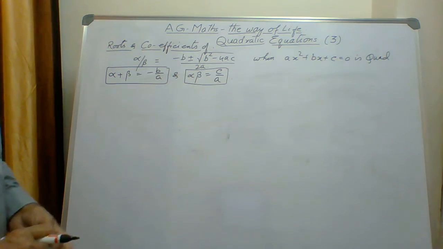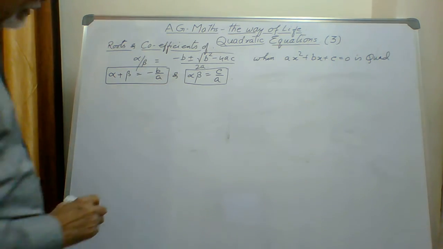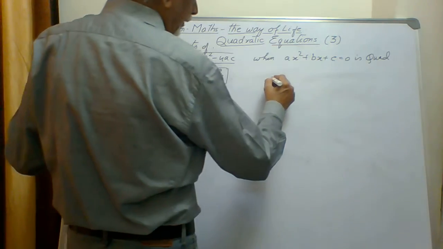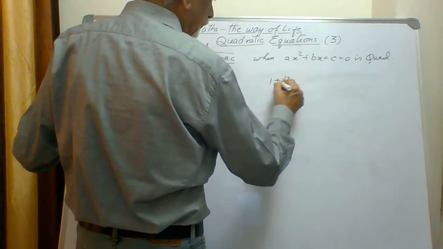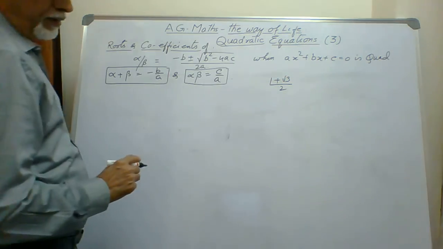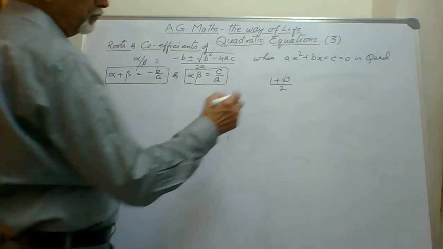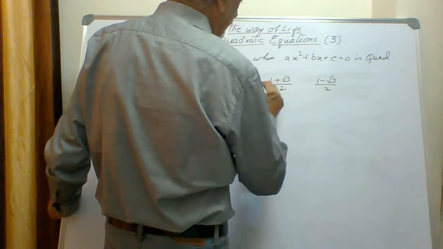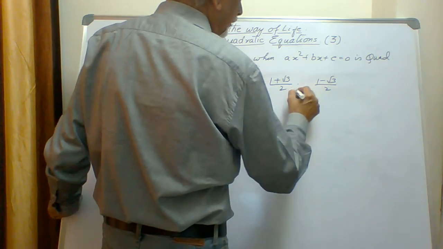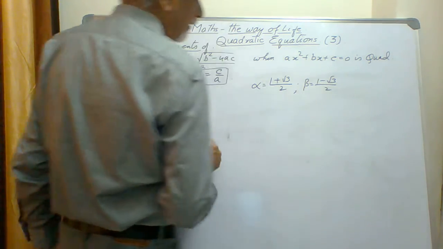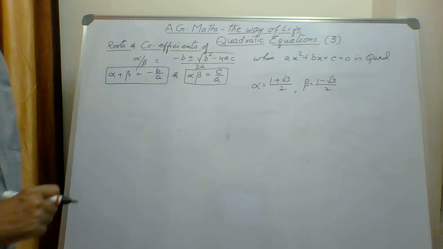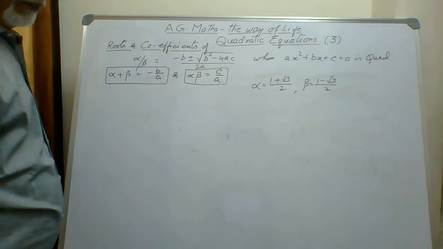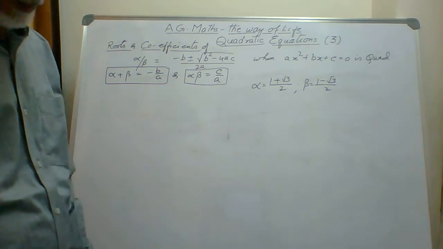Now suppose we are given a problem where one of the roots is (1 + √3)/2 and the other root is (1 - √3)/2. Suppose this is alpha and beta is this. We have to form the equation. So to form the equation, what do we do normally?